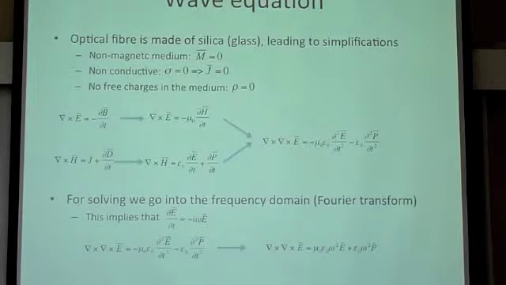For optical, you can simplify, for example, because you use silica, which is glass, a medium that is not magnetic, so M goes to 0, and that solves some of the equations already. It's non-conductive, so the conductivity is 0 and the conductive current is 0, unlike in microwaves, where the media used are conductive. And you might have no free charges in the medium, so you get a lot of simplifications. Then you take the whole set of equations, mix them together, and obtain basically this.